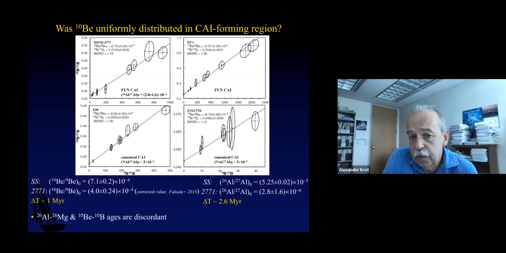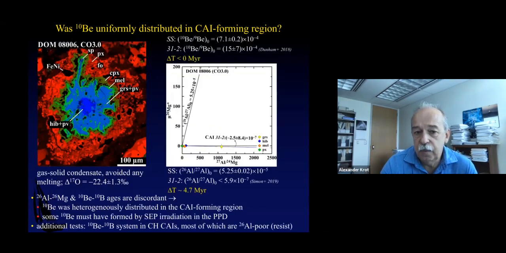But if you compare the aluminum-26/27 ratio in this inclusion, which is 2.8 times 10 to the minus 6, to the canonical ratio, 5 times 10 to the minus 5, we find that the age difference is 2.6 million years. So it means that these ages don't match each other. It's called discordant ages.